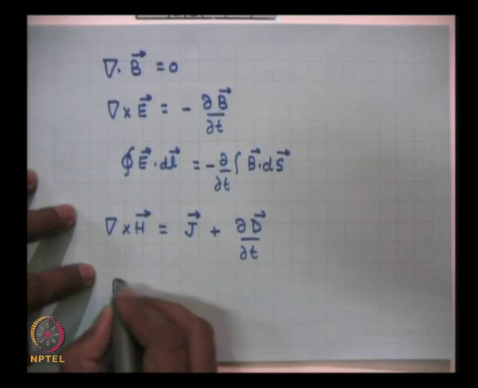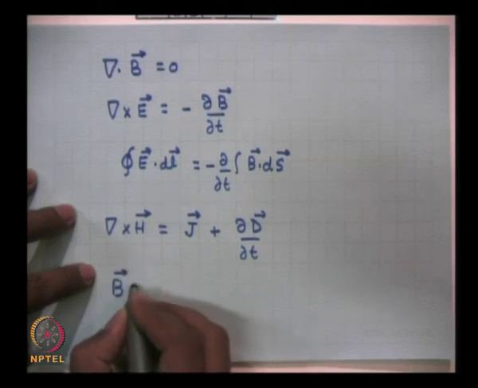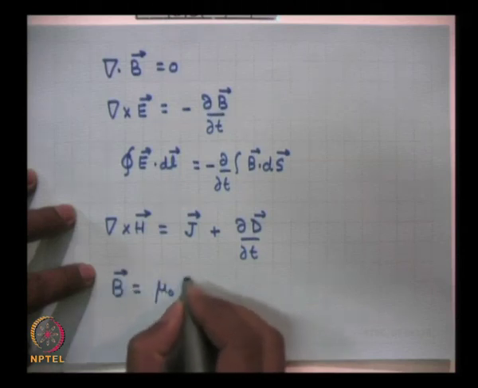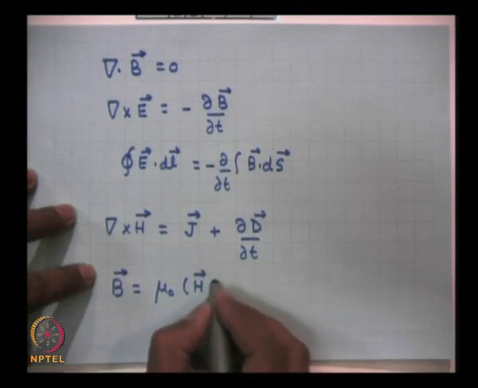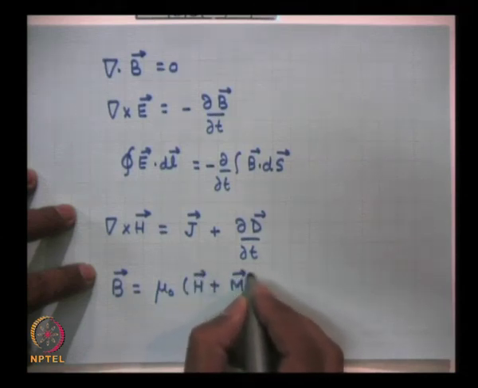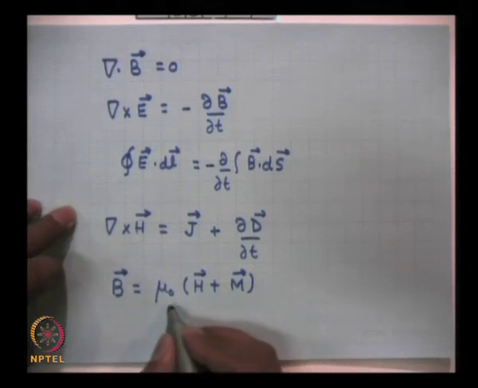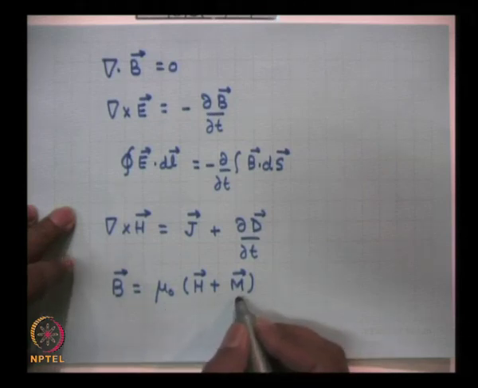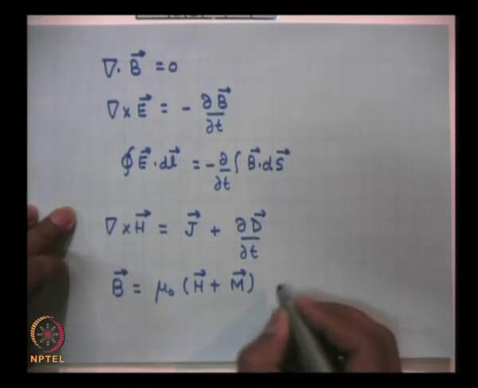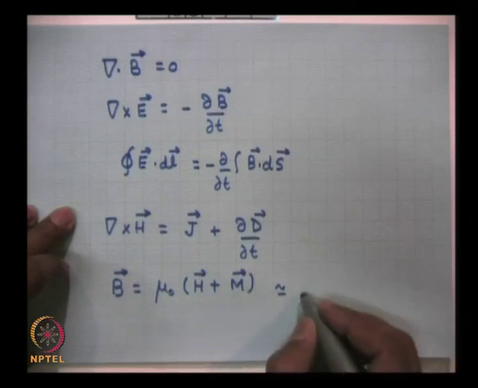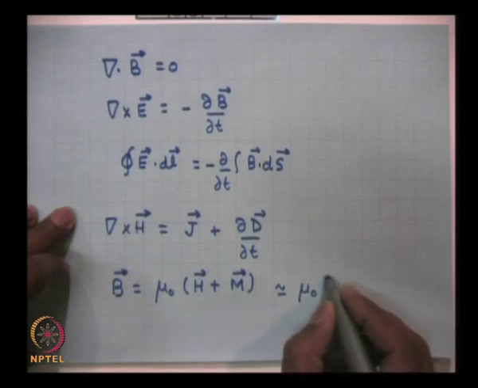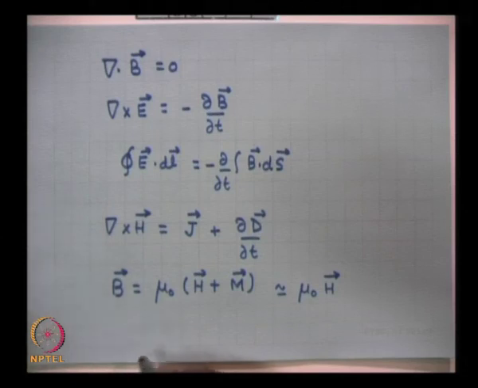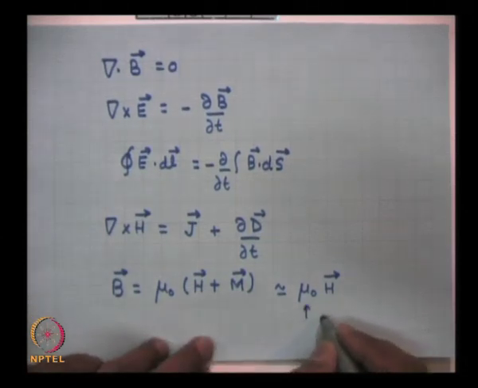By this relation, B is equal to mu 0 times H plus M, where mu 0 is the magnetic permeability of free space and M is the magnetization or dipole moment per unit volume. For plasmas, this M is negligible and B is equal to mu 0 H. So, this is called free space permeability.